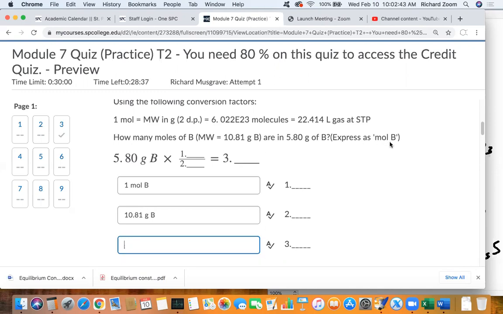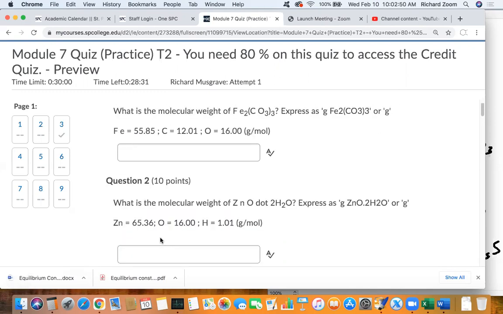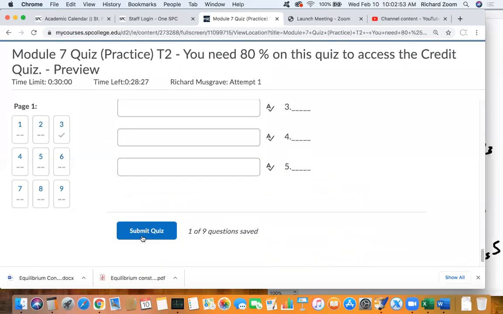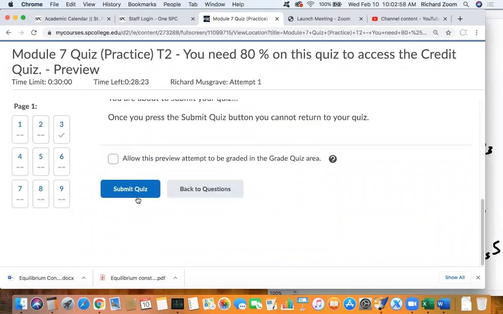Anybody got any questions? Most of you have been doing this for a while with these kinds of quizzes because I've already done this in Module 3. It was pretty much the same thing.